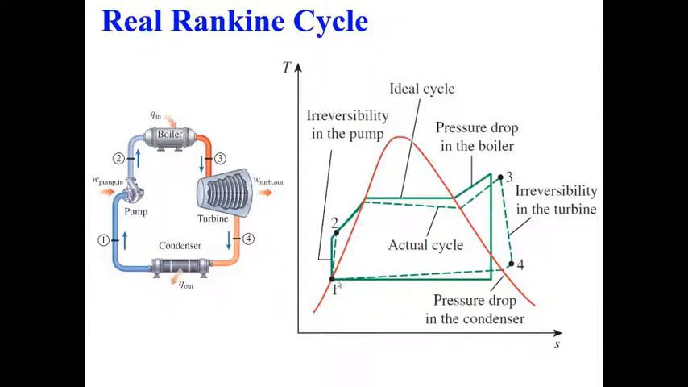So let us look at the first process. From 1 to 2, there will be some irreversibility in the pump as well as the turbine. An isentropic process is theoretically what we want to achieve, but it will always have some increase in entropy. As you can see, both in the pump as well as the turbine, entropy will always increase. Secondly, we will have some pressure drop in the boiler as well as the condenser. So that will deviate the actual cycle from what we think of when we talk about the ideal cycle.